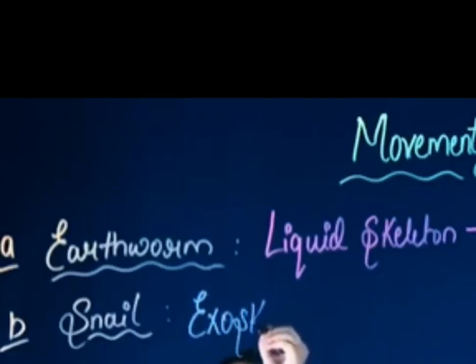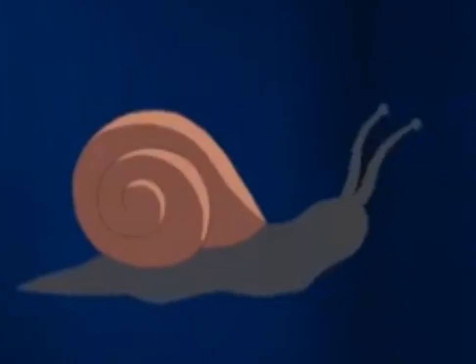Now if there is anything which is present inside the body, for example, if we talk about us, we have bones and muscles present inside the body, right? So these bones which are present inside the body form our skeleton, and that's why we say that we have an endoskeleton. So endo is present inside the body, and exo is present outside the body. The snails have an exoskeleton in the form of a shell.